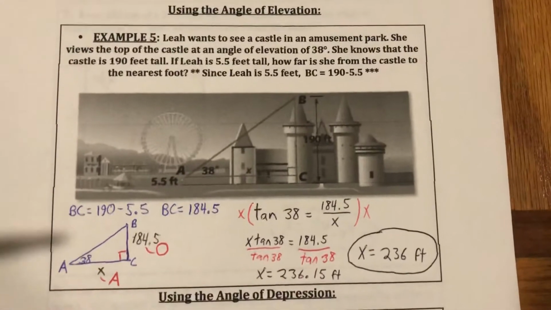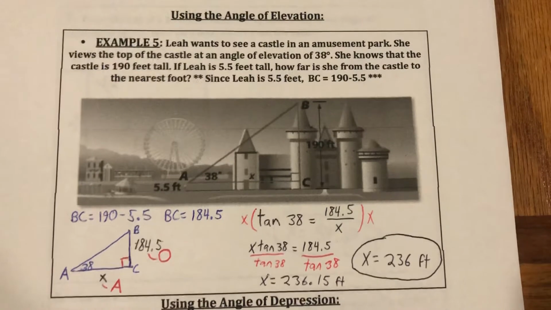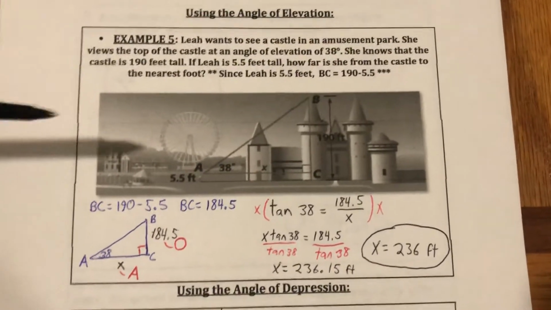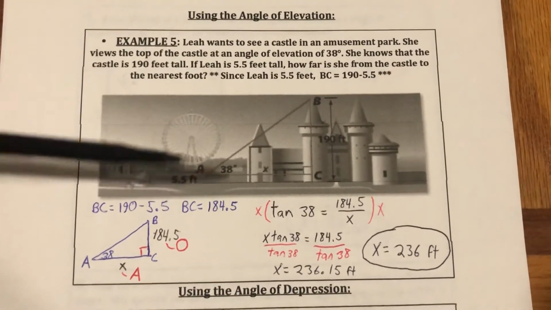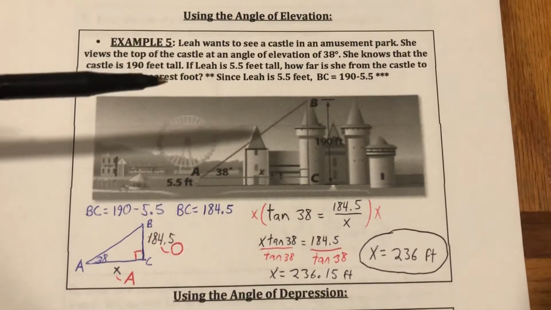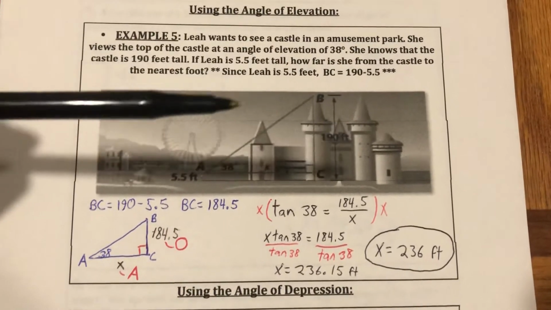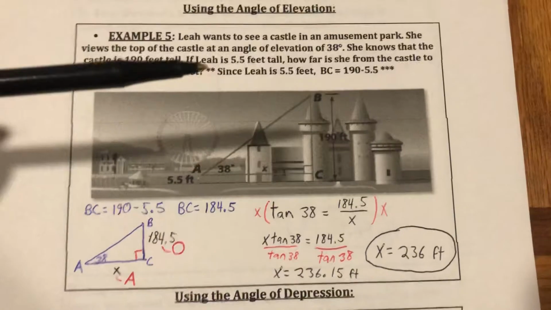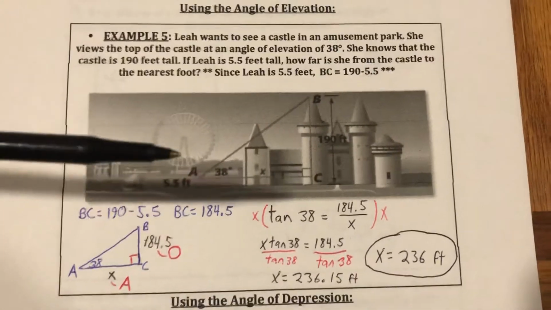Let's take a look at example 5 and 6, where we'll be using the angle of elevation and the angle of depression to solve a couple word problems. So example 5, we have Leah who wants to see a castle in an amusement park. She views the top of the castle at an angle of elevation of 38 degrees. She knows that the castle is 190 feet tall. She's 5.5 feet tall herself, and we want to know how far away she is from the castle to the nearest foot.